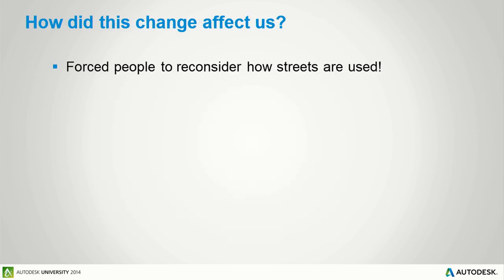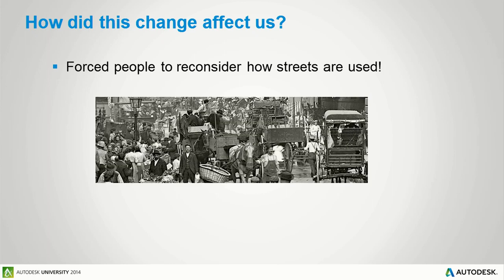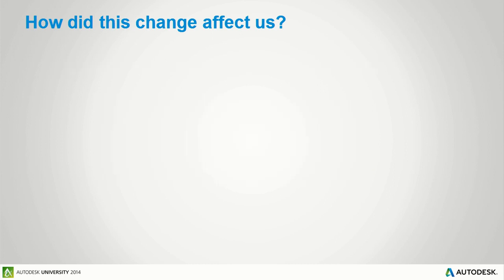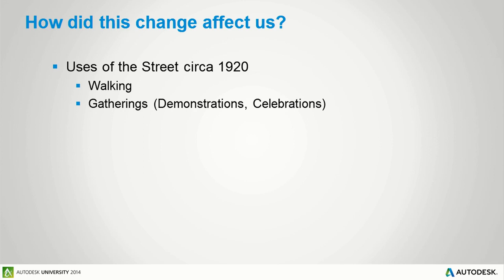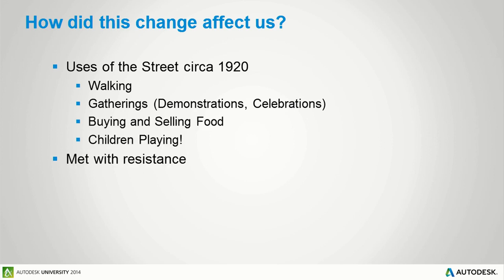It forced people to reconsider how streets were used. So before, I mean, this is a scene of a street, right? Think about that for a minute. People selling food, children playing in the streets, things that we would think of as ridiculous in this day and age. You know, so uses of the street before: walking obviously, gatherings, demonstrations, and celebrations, buying and selling food, children playing.